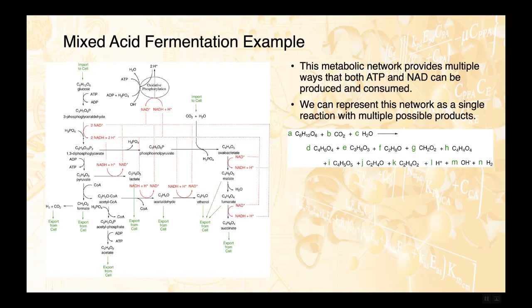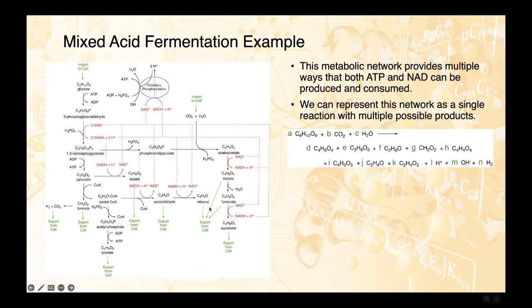From the point of view of the environment, it looks like I've lost glucose, I've lost CO2, and I've lost water. I don't know the proportions. So I write A times glucose, B times CO2, C times water. But along with ethanol and acetaldehyde, I'm producing a whole bunch of other materials.